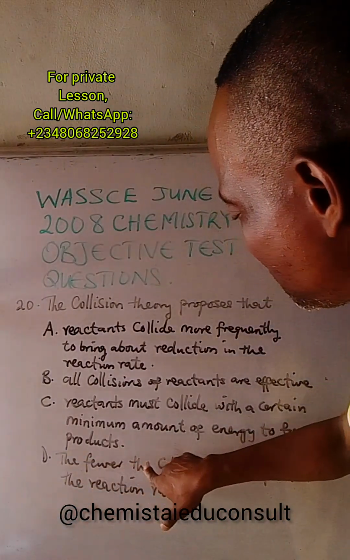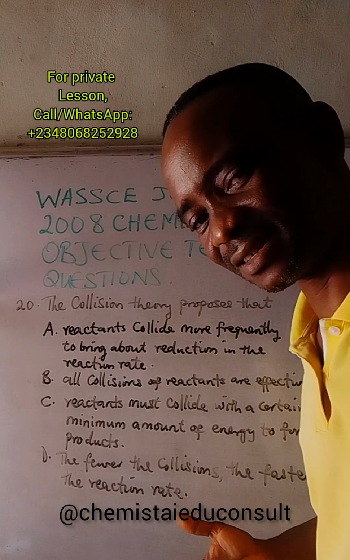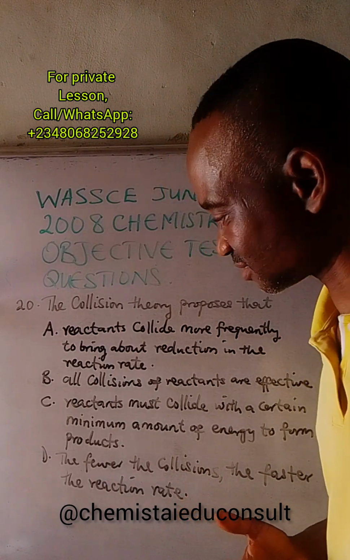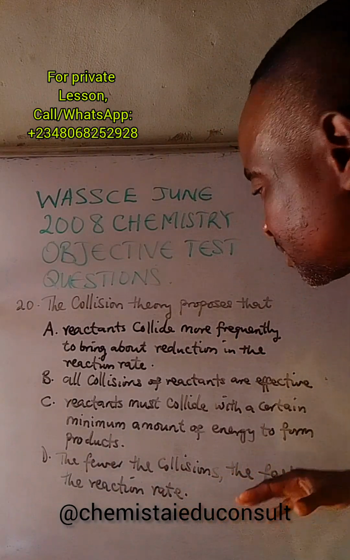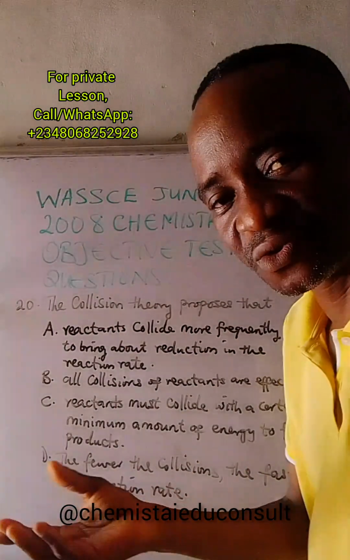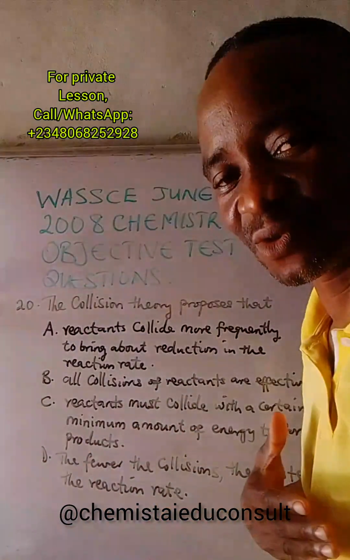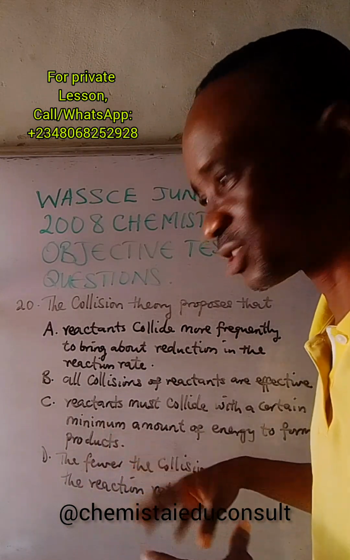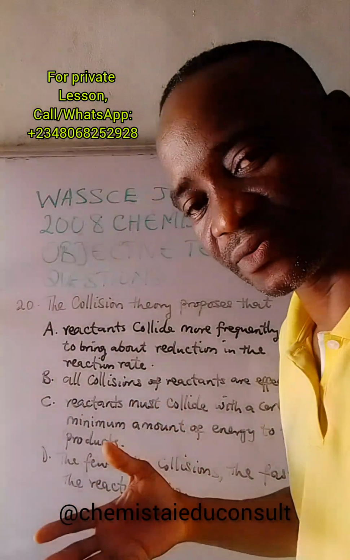D says the fewer the collisions, the faster the reaction rate. How true is this? No, it is not true. Rather, the more the number of collisions, the faster the reaction. If the collisions are too few, the reaction will not be fast. The reaction will be slow because the collisions that lead to production of products are so few.